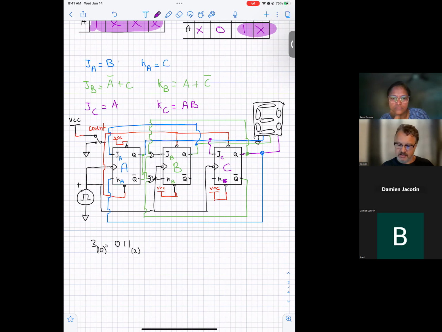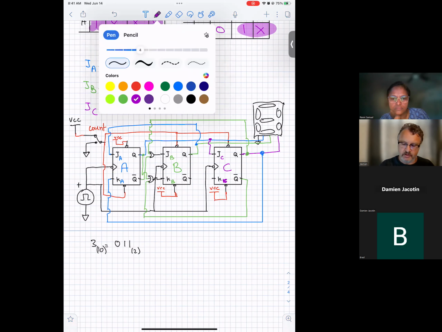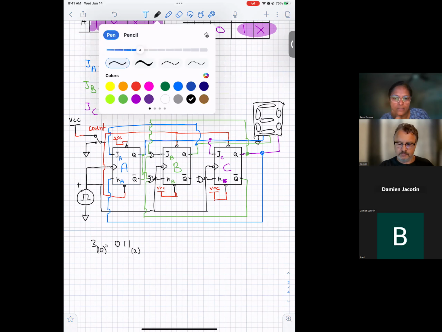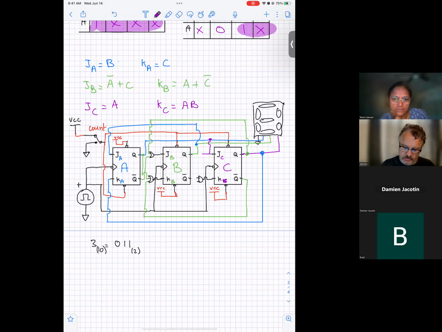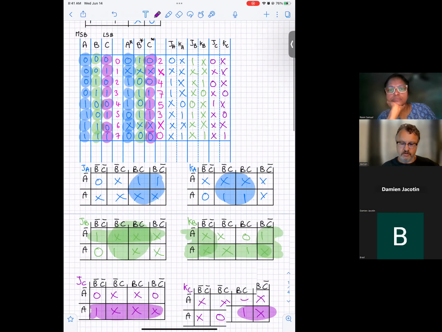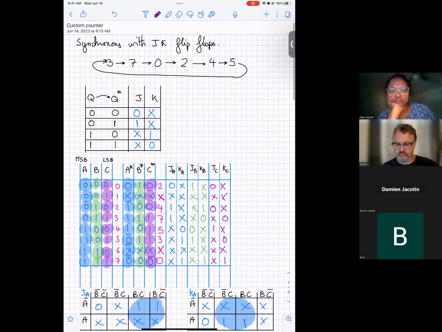And my KC is A and B. That means I need to have a little AND gate. It's going to be A and B. So A is the same signal that I have right here. And my B is the signal that I have right here. And if you run this in Multisim, then it should start counting the way we designed. Again, it's going to go 3, then 7, then 0, then 2, then 4, then 5, and then goes back to 3.